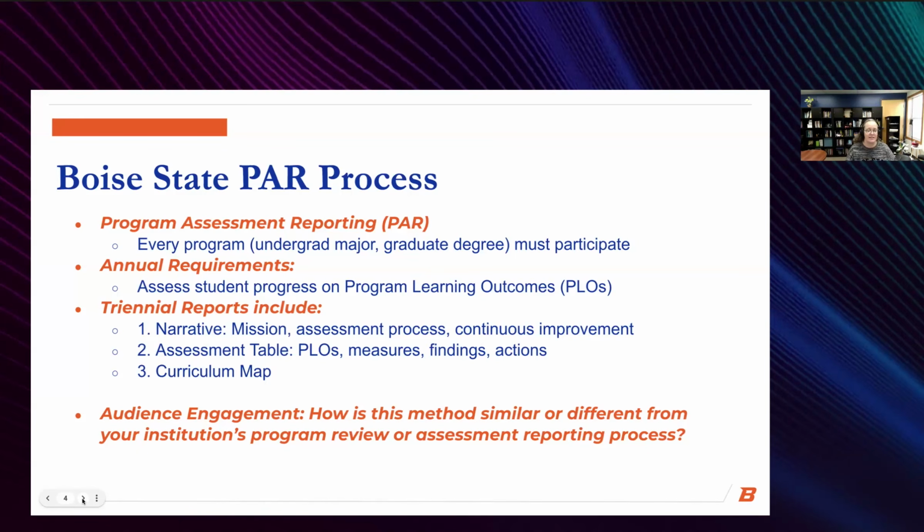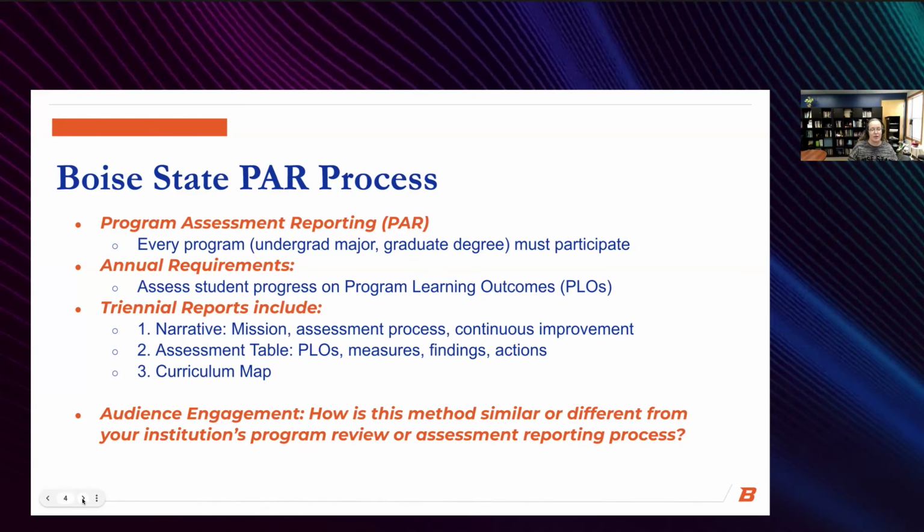The second part is an assessment table. This assessment table basically has our program learning outcomes, the measures that we use to assess each of the program learning outcomes, and then all of our findings and all of our actions that we've taken since the last report.